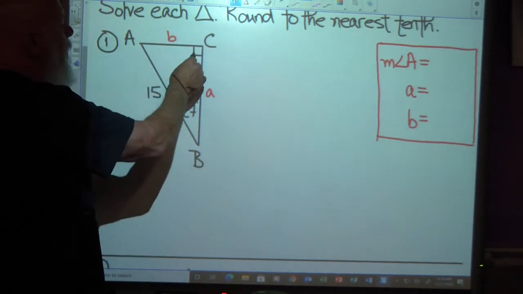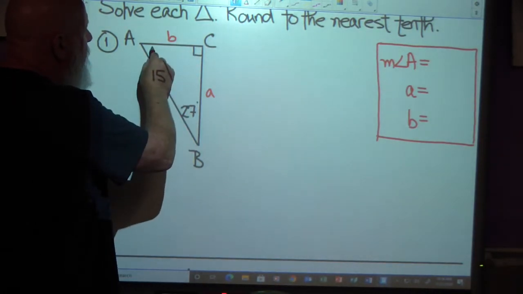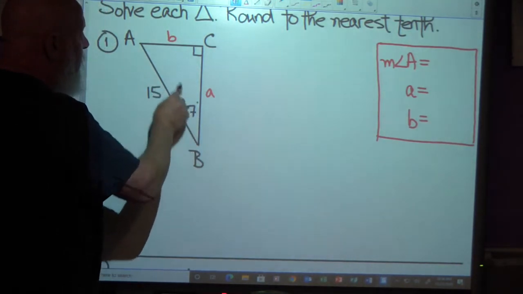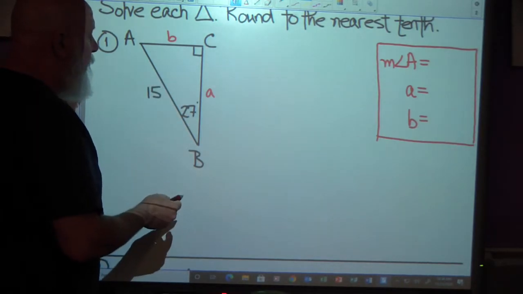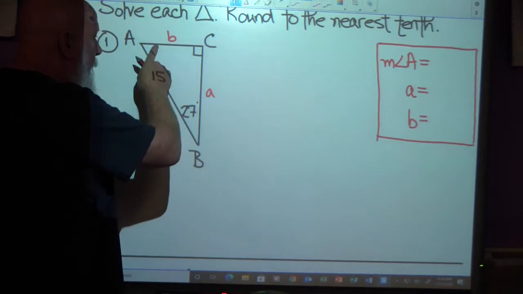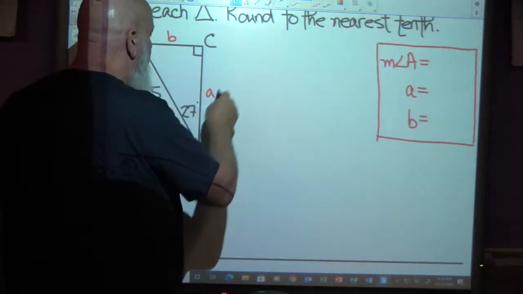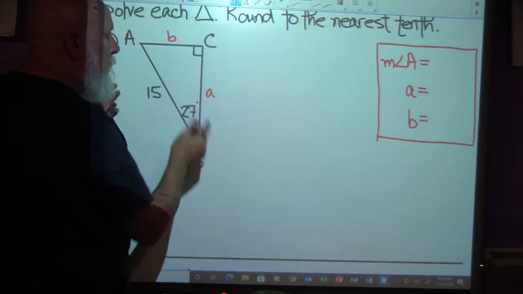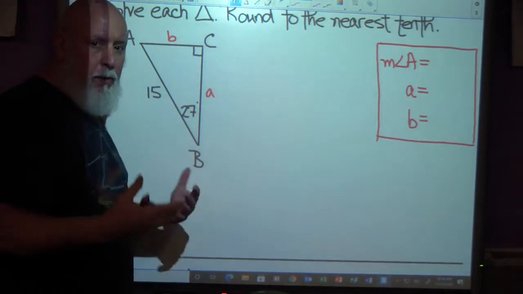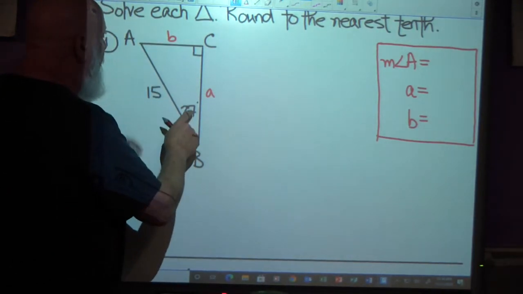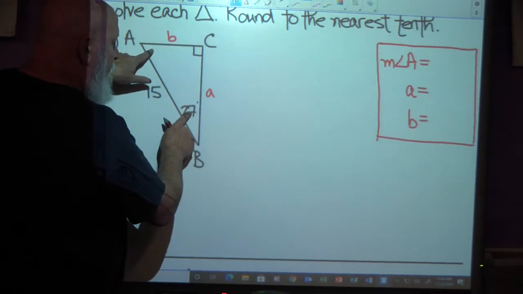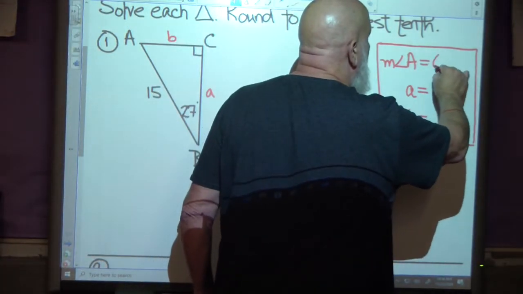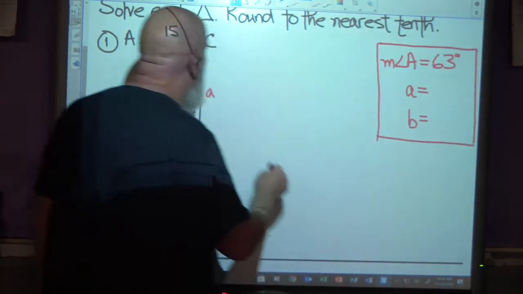Well, I know that if this is 90 degrees and this is 27, I'm going to find this angle. These two have got to add up to 90. So I'm just going to find the complement of 27. In other words, I'm going to take 27 and subtract it from 90, and that will give me the measure of angle A. So the measure of angle A is 90 minus 27. The interior angles of all triangles add up to 180 degrees, so if these two have to add up to 90, 90 minus 27 is 63. That's got to be a 63-degree angle, and we've got that much of the triangle solved.